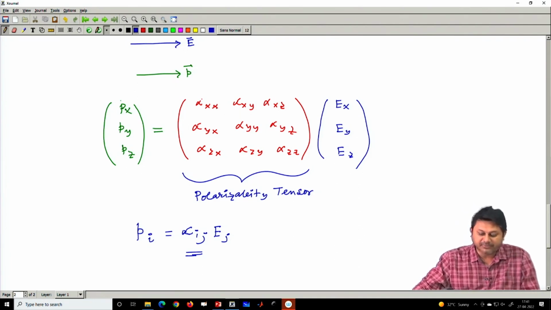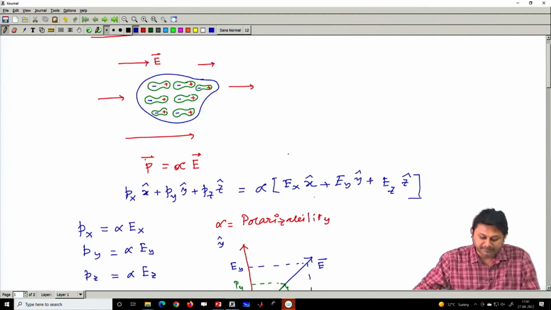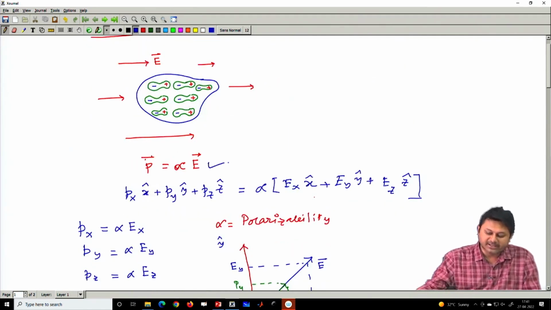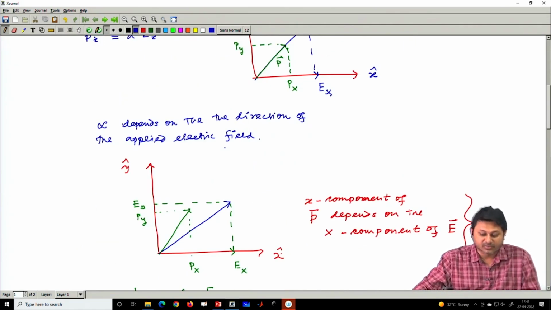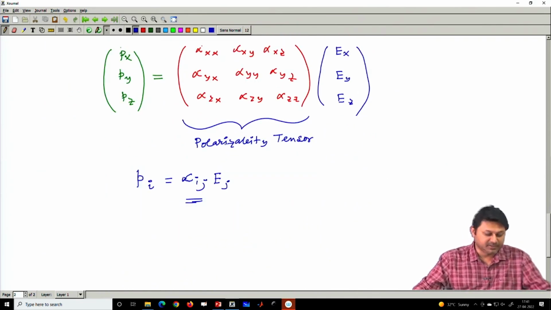So, from here you can simply find that if P x only depends on E x, P y only depends on E y and P z only depends on E z, and the dependency is the same, then we should have a diagonal matrix where alpha x x, alpha y y and alpha z z are all the same, and we just simply write alpha, then it simply becomes a scalar equation which we wrote in the beginning. Okay. But in general, alpha is not a scalar quantity, it is a tensor quantity, and how it becomes a tensor we tried to explain briefly here.